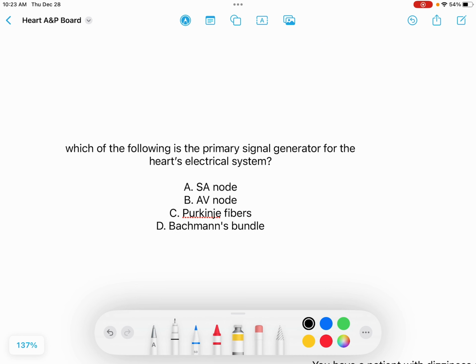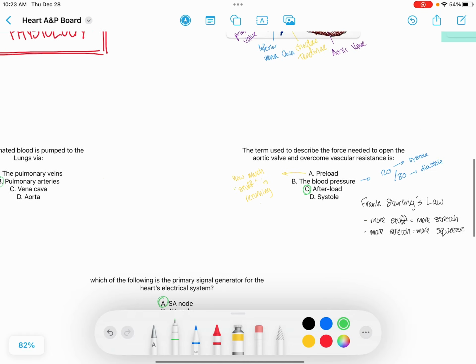Which of the following is the primary signal generator for the heart's electrical system? A, SA node, B, AV node, C, Purkinje fibers, or D, Bachmann's bundle? Take a second, think for an answer. And A is going to be our answer. Let's go into more detail about this.